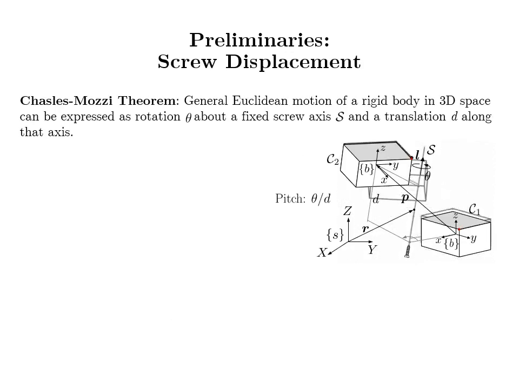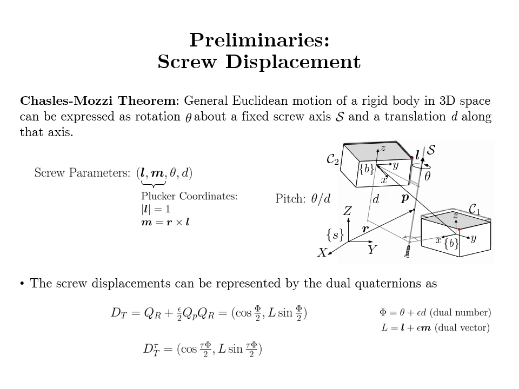Chasles-Mozzi theorem states that the general Euclidean displacement of a rigid body can be expressed as a rotation theta about a fixed axis S, which is called a screw axis, and a translation D along that axis. The screw parameters are defined as L, M, theta, and D, where L and M are called Plucker coordinates. The screw displacement can be expressed by the dual quaternions as dt, where phi is a dual number and L is a dual vector.